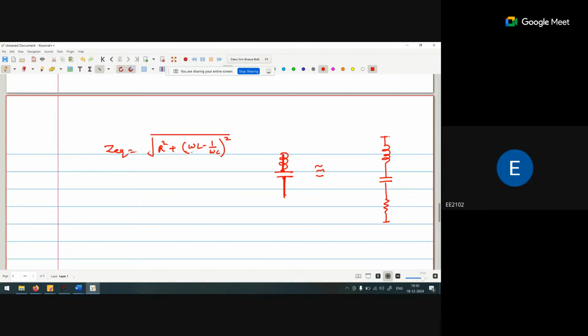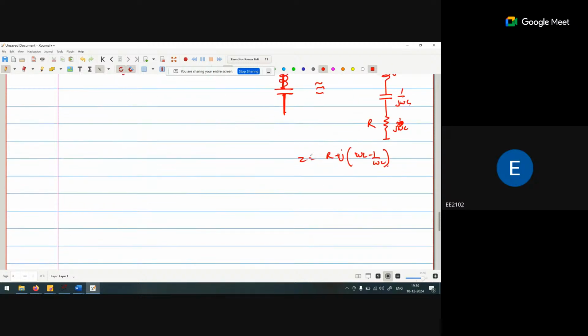Any doubt? This is the j omega L, and this is 1 over j omega C, and this one is the R. So Z is nothing but R plus j of omega L minus 1 upon omega C. If I take the magnitude, how do we take it? Real component squared plus imaginary component squared. So omega L minus 1 over omega C, squared, and the root of this.